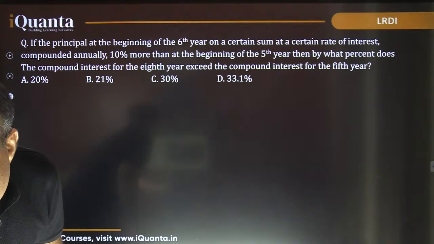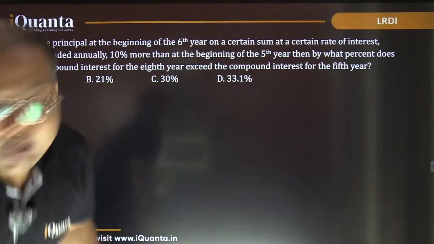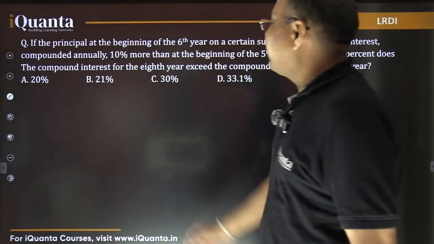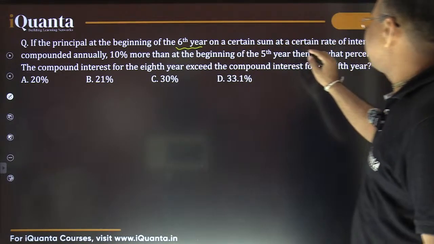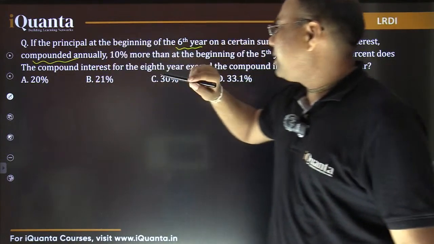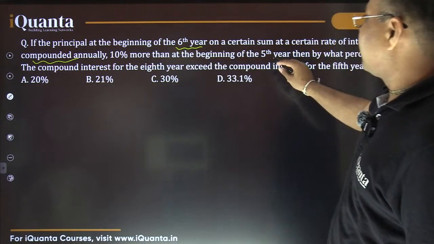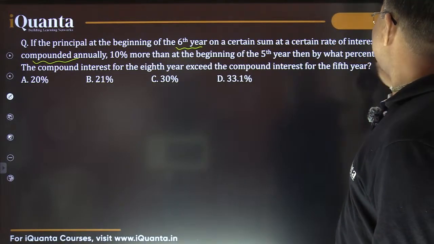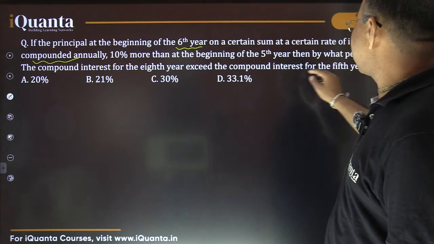Okay, so most of you are saying option D. Let me see. It says if the principal at the beginning of the 6th year on a certain sum at a certain rate of interest compounded annually, so compound interest की कहानी है, is 10% more than at the beginning of the 5th year, then by what percent does the compound interest for the 8th year exceed the compound interest for the 5th year?